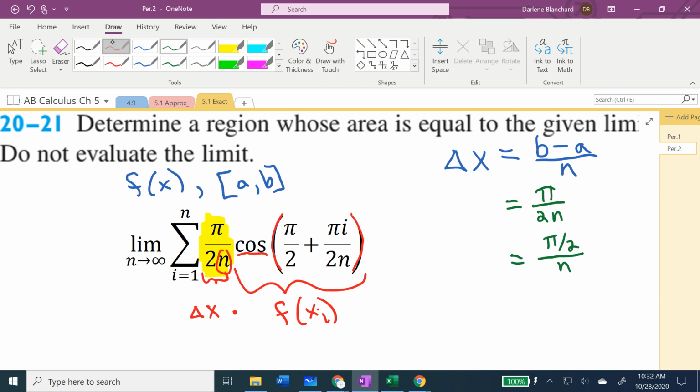And that only tells me so much. It's still not a whole lot. But I can at least say this. My interval starts at some number, but now I have a formula for the number it finishes at. It will finish at a plus pi over 2.